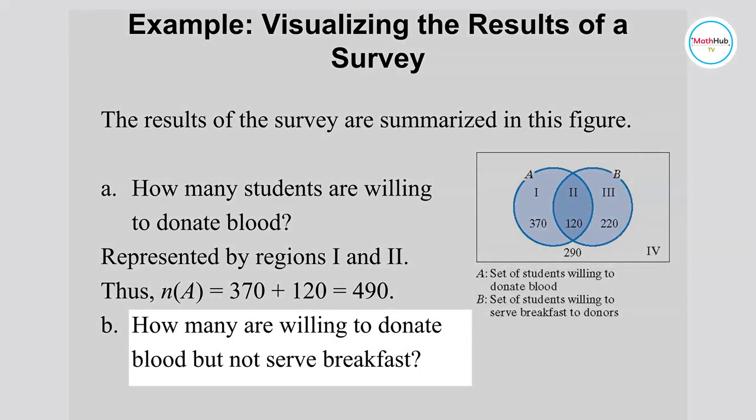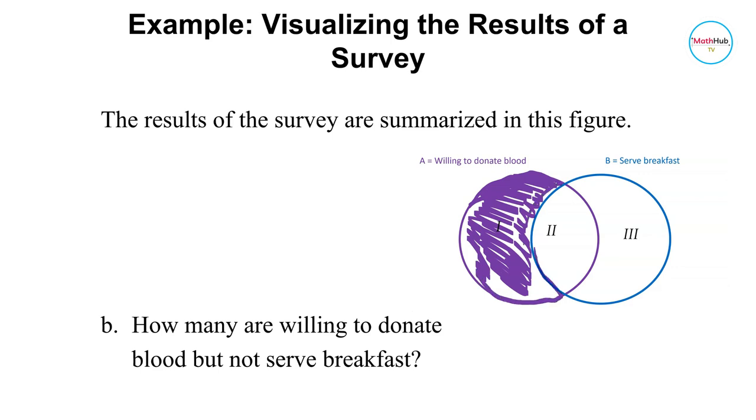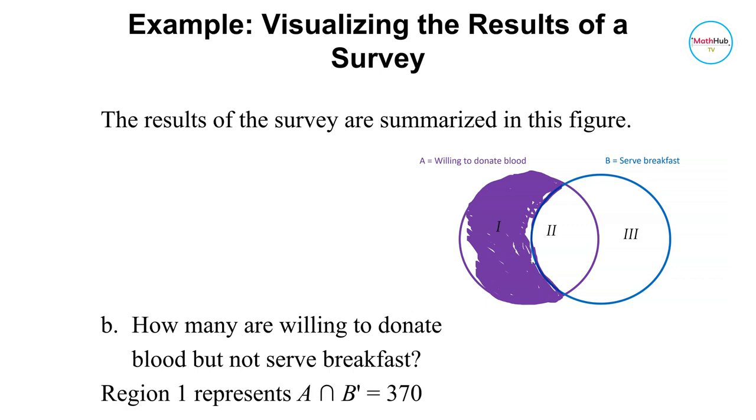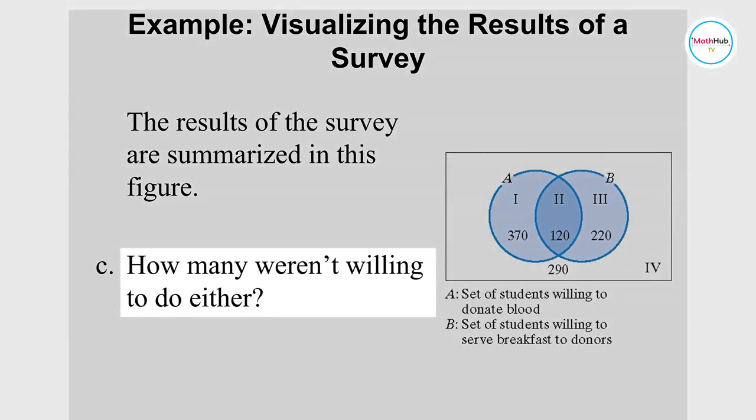Next, how many are willing to donate blood but not serve breakfast? So it will be in A, because they're willing to donate blood. It should not be part of set B, because set B are the people that are willing to serve breakfast. So in this case, it is this region here, region 1. Region 1 represents A intersection B prime, or the complement of B, and that is equal to 370.